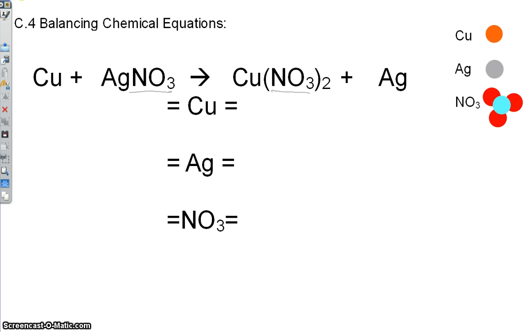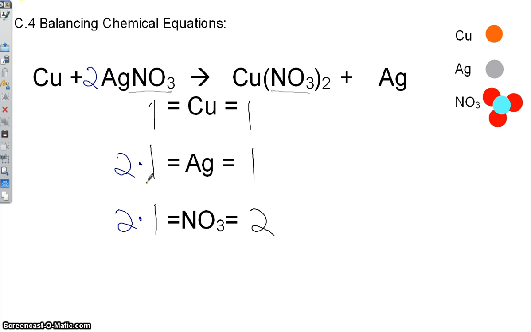So I start off doing my count. Copper, 1 on the left, 1 on the right. Silver, 1 on the left, 1 on the right. NO3, that nitrate group. I have 1 nitrate group on the left. I have 2 on the right as part of Cu(NO3)2, part of that copper 2 nitrate. Okay, so copper's fine. Silver's fine right now. Nitrate, not fine. I recognize I need to have 2 times the number of nitrates I have on the left. That puts a 2 in front of silver nitrate.